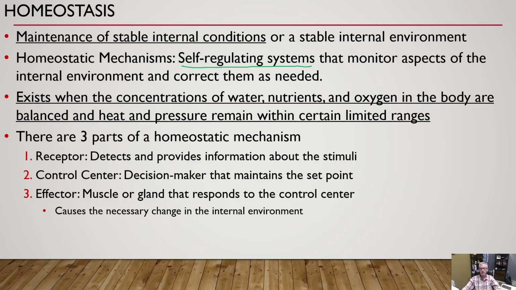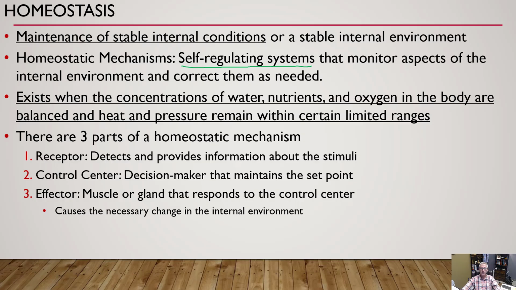And this homeostasis exists when pretty much everything that we just talked about, water, nutrients, oxygen, pressure, is within a certain range. So, think about your temperature, 98.6. We have a set point, 98.6, but we also have a range of what our temperature can be. And if our temperature falls out of a certain range, then our body's going to do something about it, which we'll talk about here in a few slides.